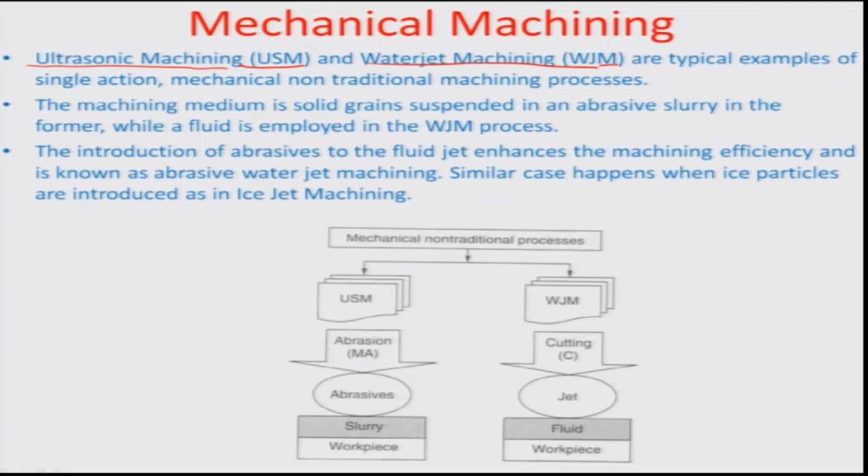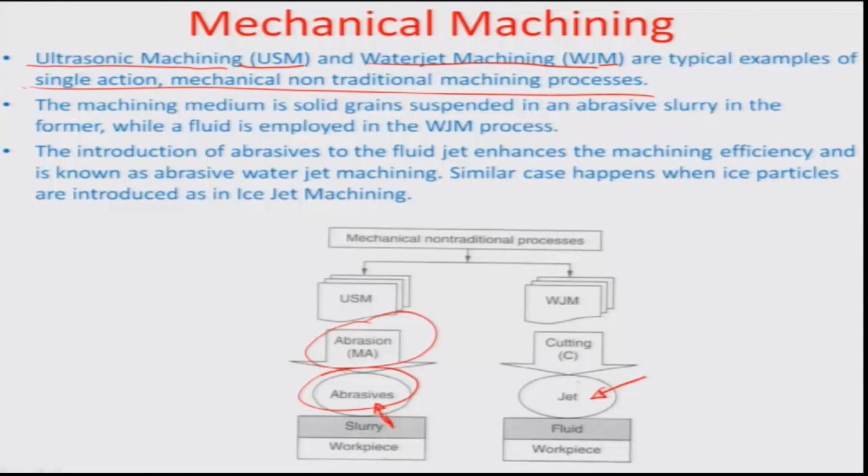So, these are typical examples of single action mechanical non-traditional machining processes. As you are seeing here, in the USM process there is an abrasive, and the abrasive comes from the slurry right here, which is in close proximity to the workpiece, and there is a vibrating head which will push. Similarly, in water jet machining, the cutting is through a jet, and there is a fluid-workpiece interface where this jet would strike, and this kind of machining is typically done underwater.